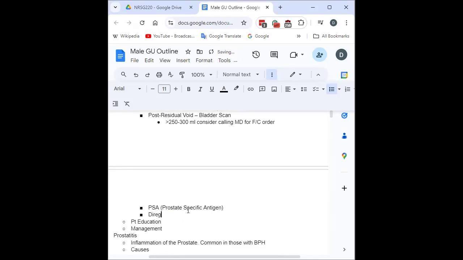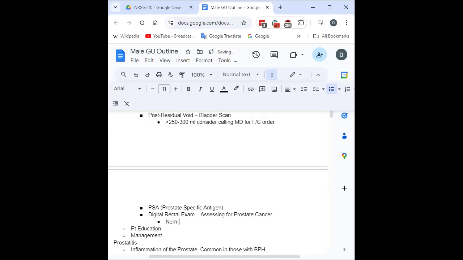We said digital rectal exam. That's assessing for prostate cancer. So what should it be like? What does a normal, non-cancerous prostate feel like? Yeah, exactly, that's spongy. Meanwhile, a cancerous one potentially would feel firm and hard. Although I believe the normal can be firm and spongy, but the cancerous one will feel firm, it will feel hard.